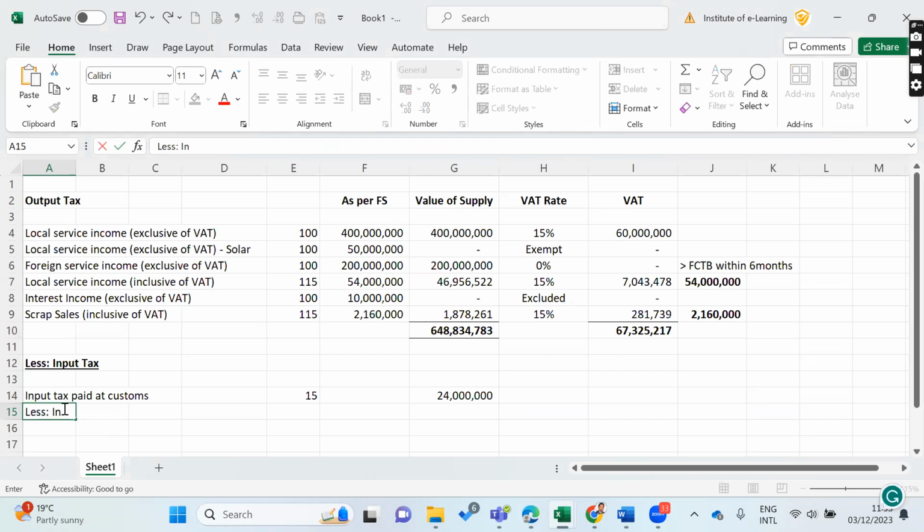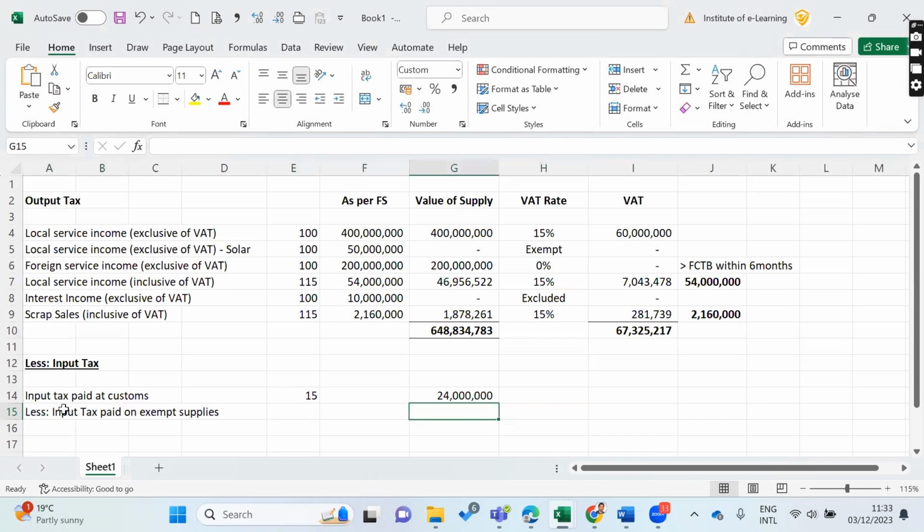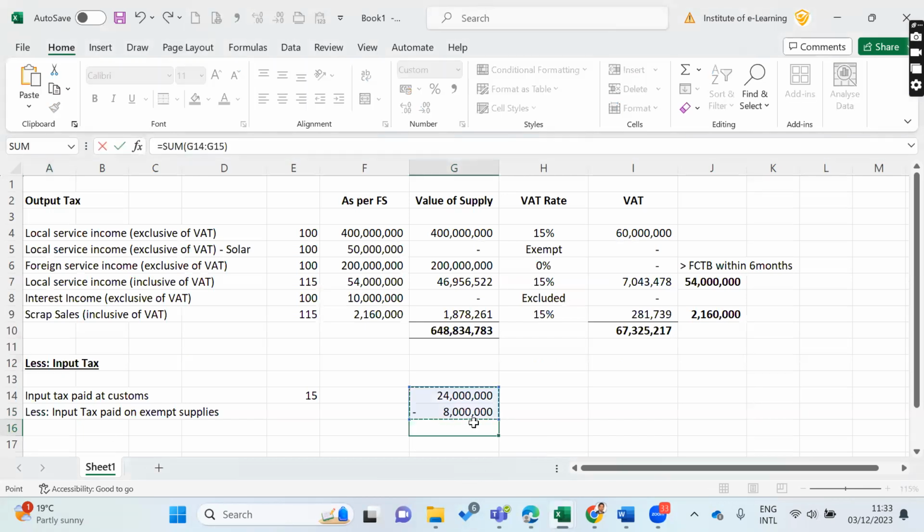Less input tax paid on exempt supplies, right? You can deduct that one because you can't claim the input relating to exempt supply. Then the claimable input would be how much? 16, right?